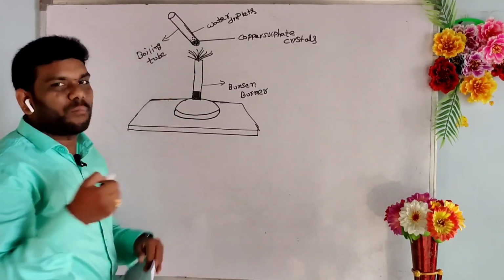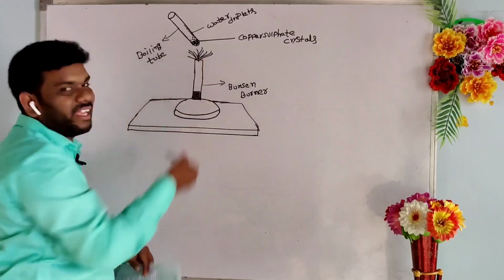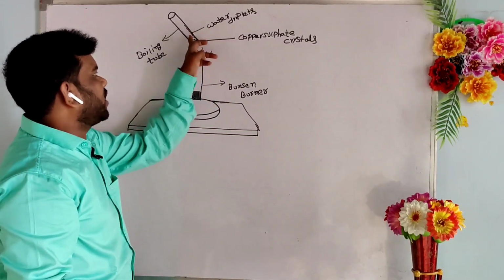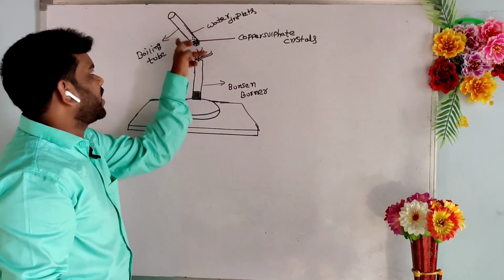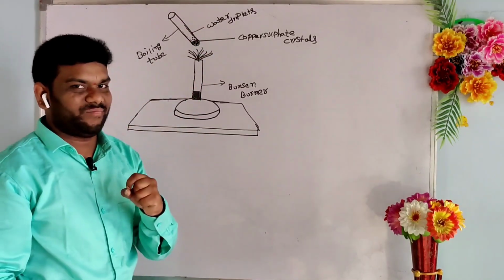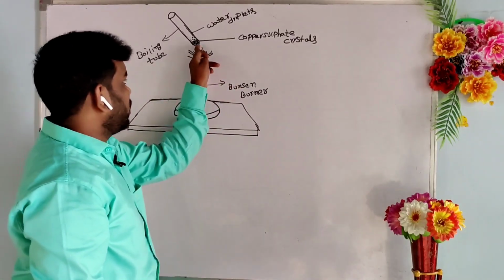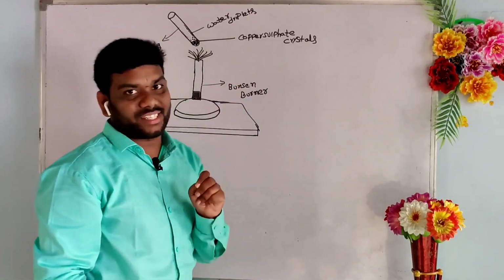That one is called boiling tube. ఎప్పుడైతే మనం హీట్ చేసామో అది బాయిలింగ్ ట్యూబ్ అవుతుంది. So here this is called water droplets formed in this test tube walls. How the water droplets form, I will explain. Yeah, so this is called copper sulfate crystals.